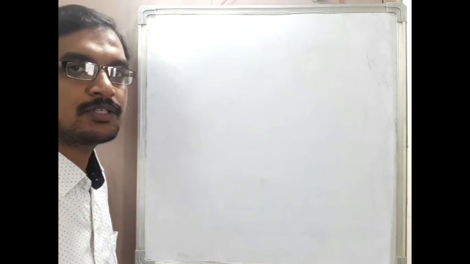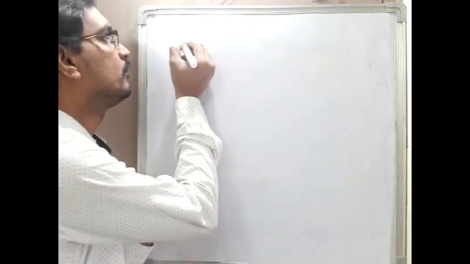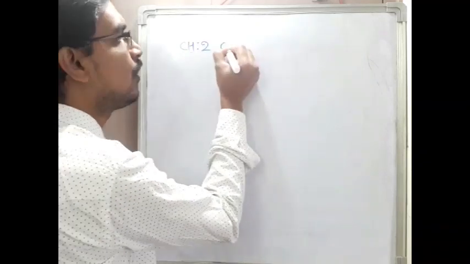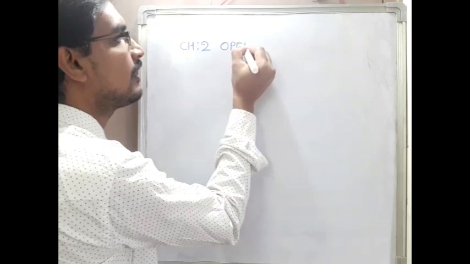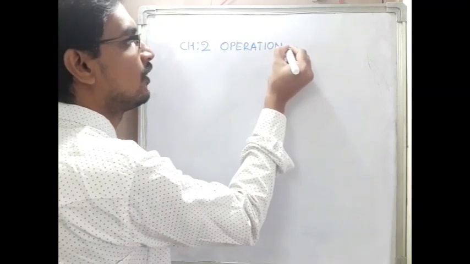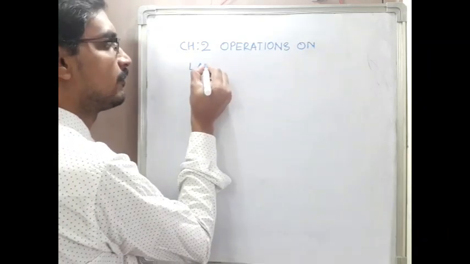So, from today onwards, we are going to start our new chapter. It is chapter 2. Chapter 2, Operations on Large Numbers.